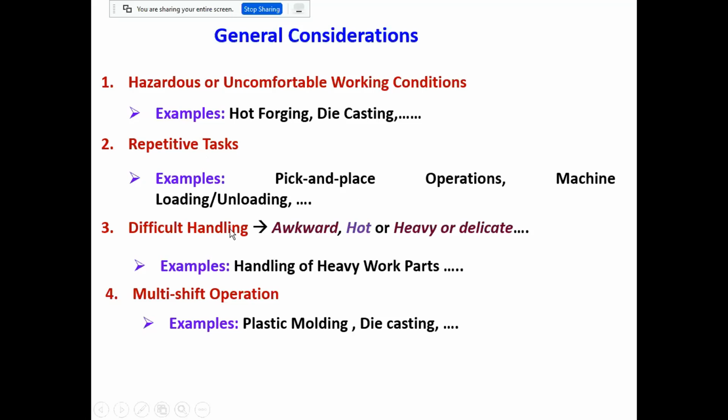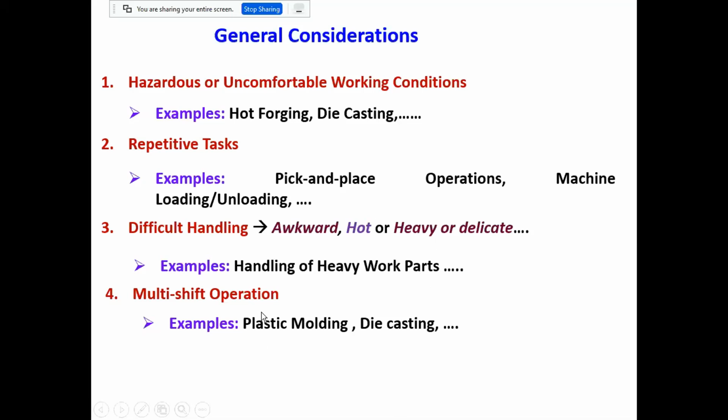Then difficult handling, as we know, where the work part or a tool involved in the operation is awkward, hot, heavy, or delicate. It may be possible for a robot to perform the task. Otherwise, the human operator requires some form of mechanical or handling devices to operate this. Example, as we have seen, handling of heavy work parts, MEMS parts, or hot forging and casting parts. Difficult handling, at that time we'll use the robot.